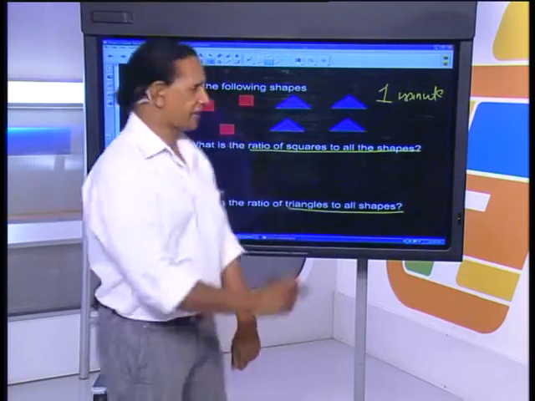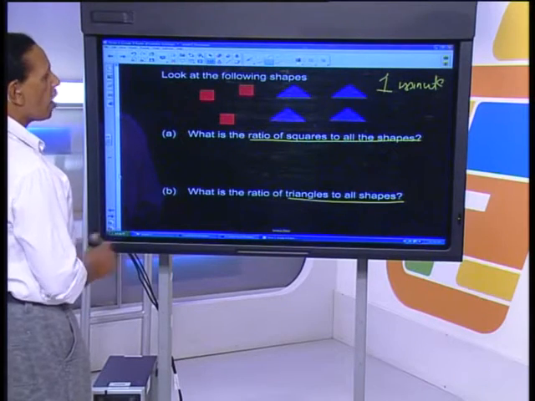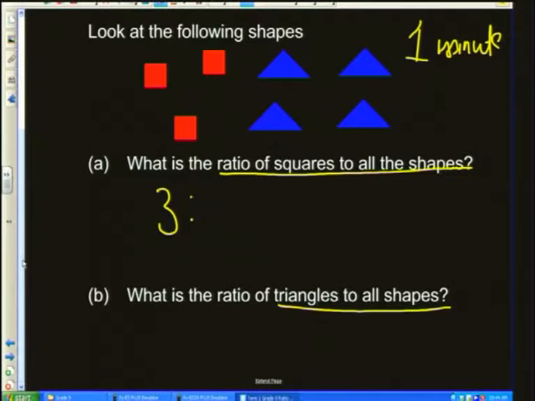Right, welcome back, guys. Let's see. So what is the ratio of squares to all the shapes? How many squares are there? 3. So it is 3 squares. And how many shapes? There are 7, isn't it? 4 and 3. So there you are. Ratio of squares to shapes, 3 is to 7. And of course, triangles to shapes, there are 4 triangles. And there are 7 shapes. I'm sure you could have done it. That is not a train smash, right?